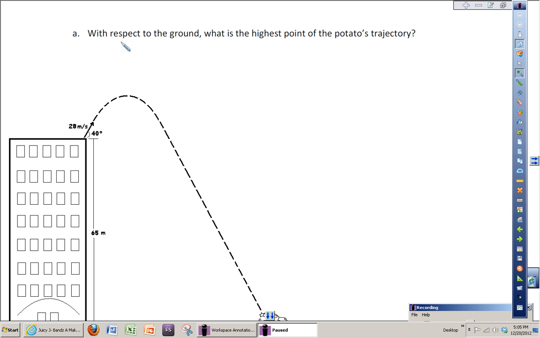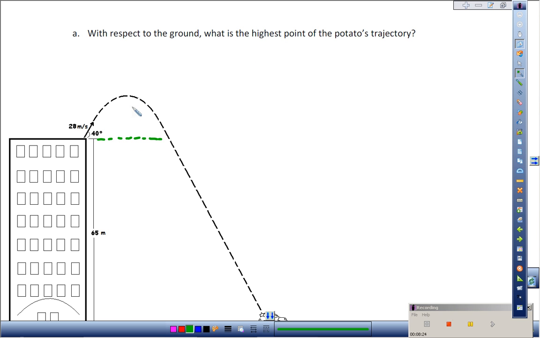Okay, so for this first problem, we're set. With respect to ground, what is the highest point of the potato's trajectory? In other words, it wants to know, what is this height? Well, if you look at your menu, you know that the vertical velocity at this point, at its apex, is 0 meters per second. You also know that its initial velocity at this point was 18 meters per second. The key to solving this problem is to realize that, like I said, we have 3 segments here, from A to B, and then from B all the way down to C.